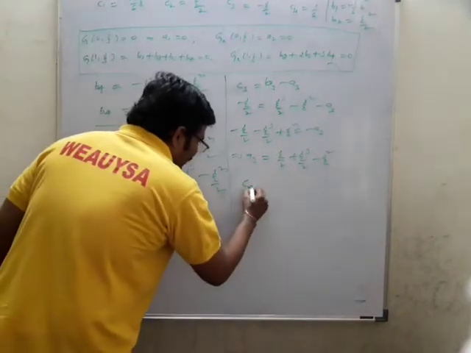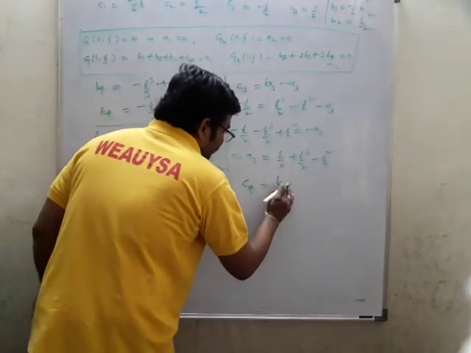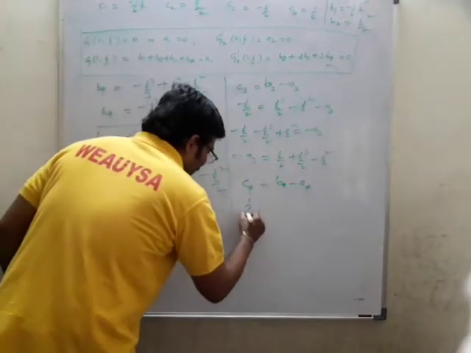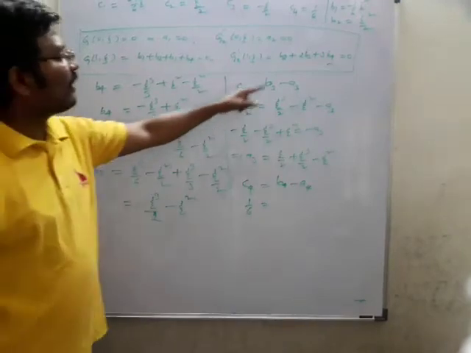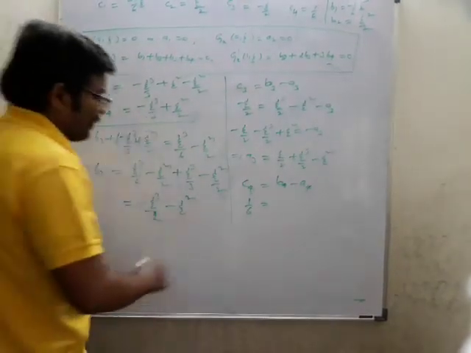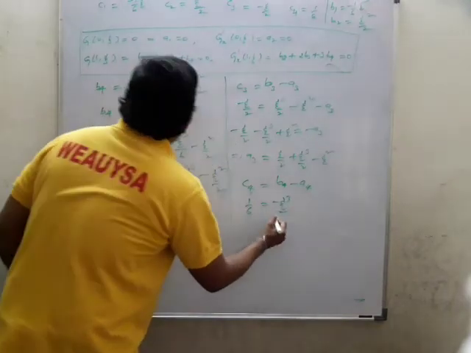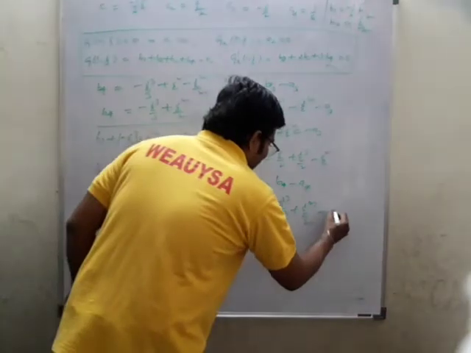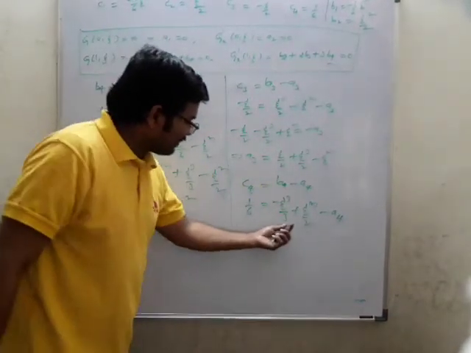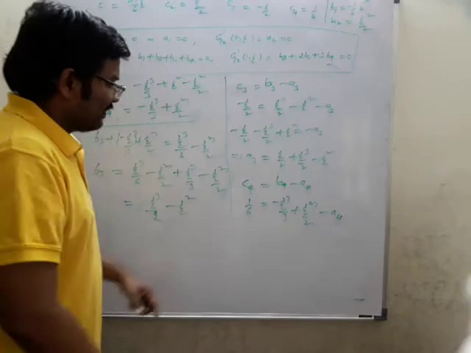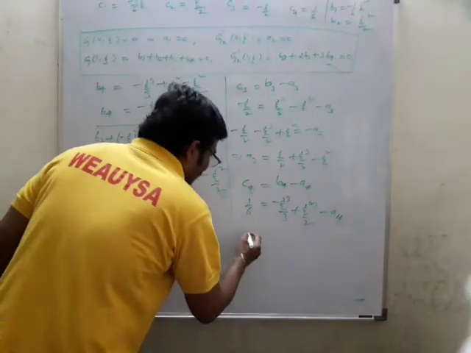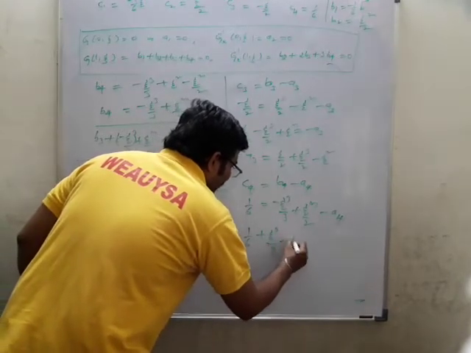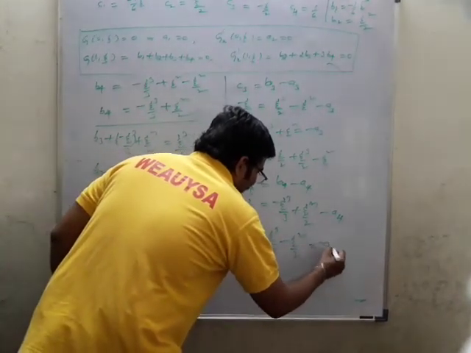So next, C4 equal to B4 minus A4. C4 I know, 1 by 6. B4 I got from here. B4 is minus xi cube by 3 plus xi square by 2 minus A4. Okay, I'll take all the terms to this side. So that becomes in this form: 1 by 6 plus xi cube by 3 minus xi square by 2 minus A4.